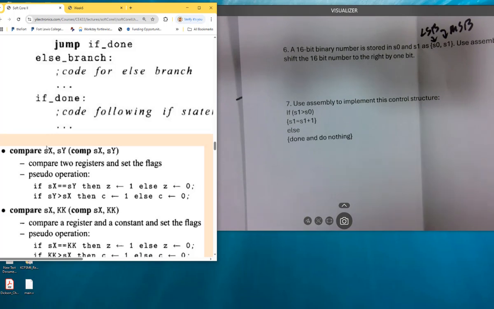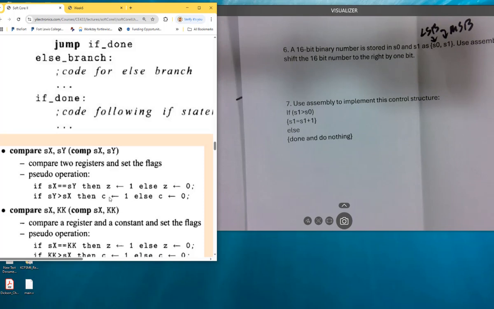So the way you can understand compare is it's actually doing a subtraction. It's subtracting sy from sx. So whenever you see compare, just in your mind, do sx minus sy. Okay? So if sx is less than sy, it's going to borrow. Whenever it borrows, the carry bit, c, will be set to 1.